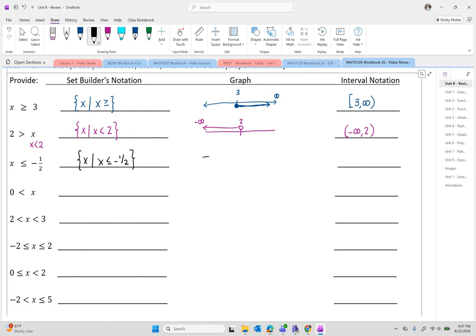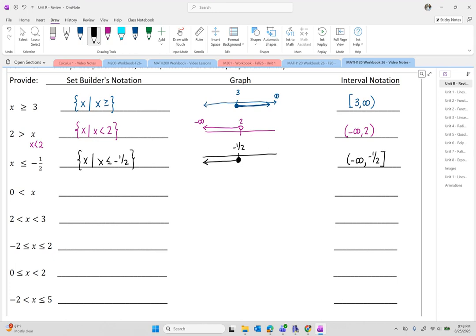And our graph will be a number line. Negative 1/2 will be marked somewhere on the number line. We don't really care where 0 is or where 1 is. We just care for this critical value. We are equal to negative 1/2, so that's a solid circle, and we are less than negative 1/2, so we graph to the left. Interval notation is negative infinity, open, comma, negative 1/2, closed, because we can equal negative 1/2.